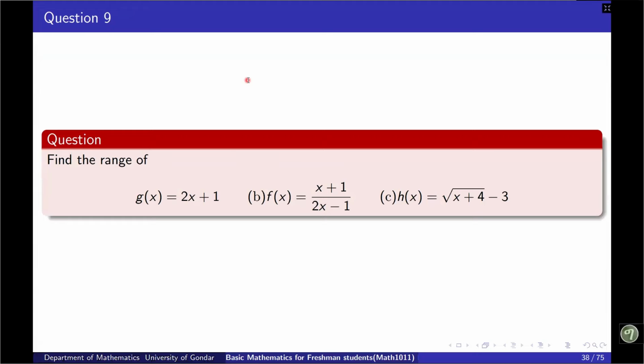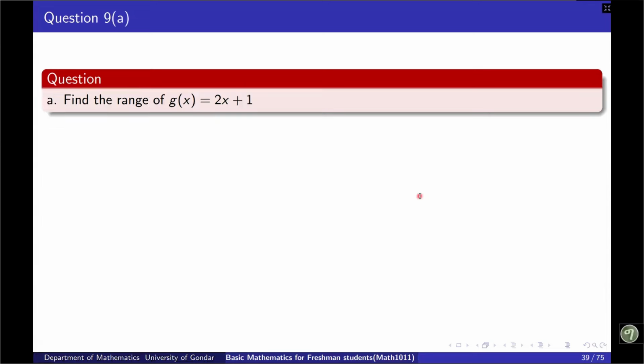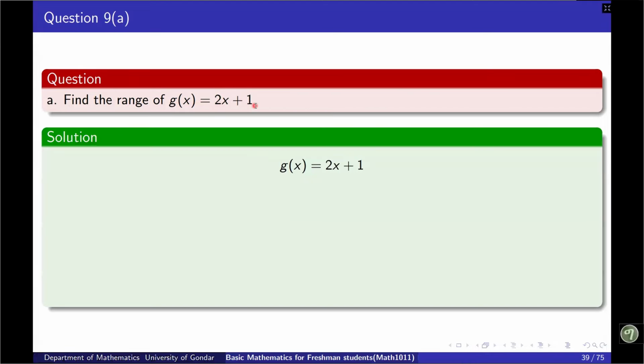Question number 9. Find the range of these functions. So let us see them one by one. Find the range of g of x equal to 2x plus 1. It is a linear function with slope 2, which is an increasing function. Then the domain is the set of real numbers.